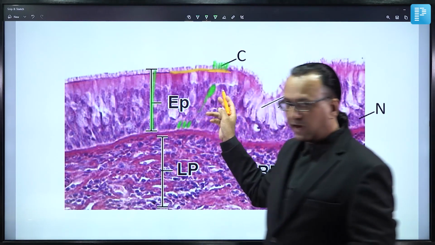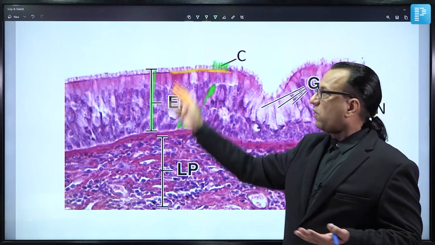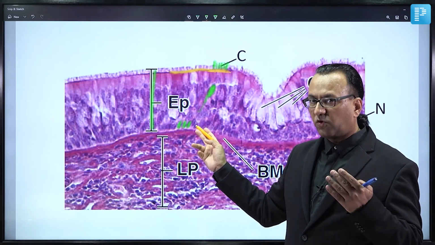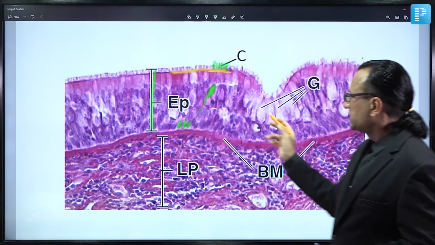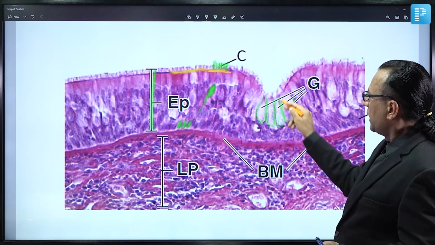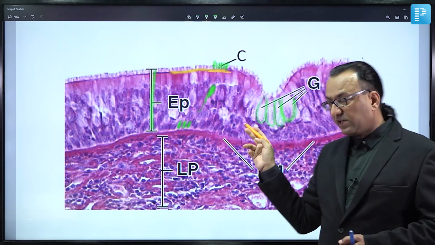The nuclei at a higher level give us the wrong impression of being stratified, but since all the cells are attaching to the basement membrane, it is not stratified. We call it pseudo-stratified ciliated columnar epithelium with the goblet cells. So these are the goblet cells. They are giving an empty look in light microscopy because they contain the mucus, which has minimal staining here.